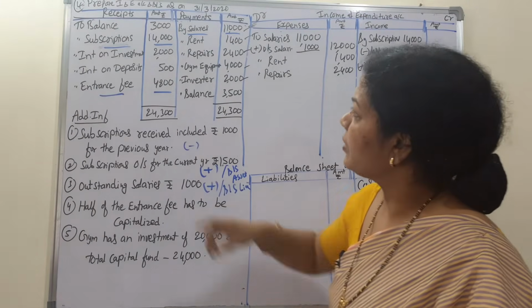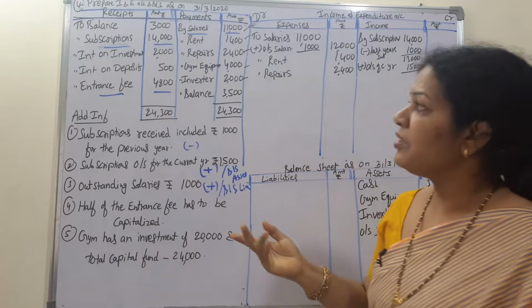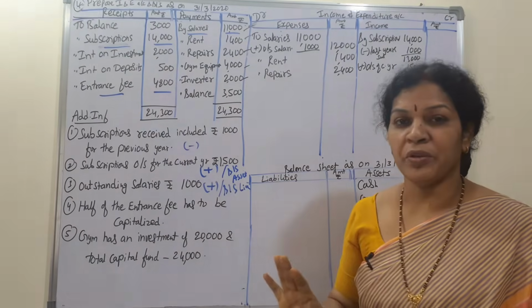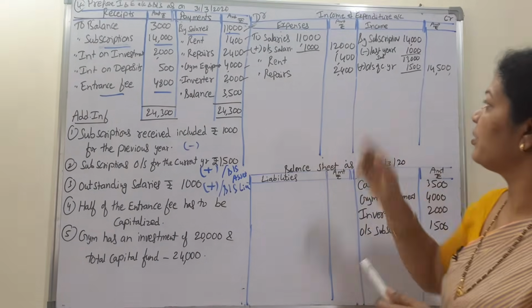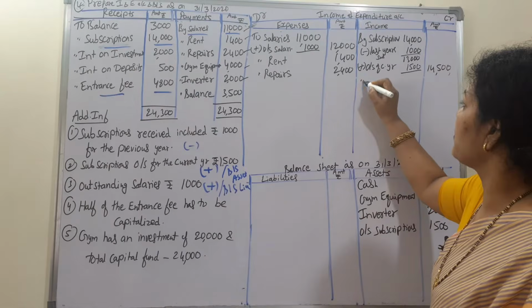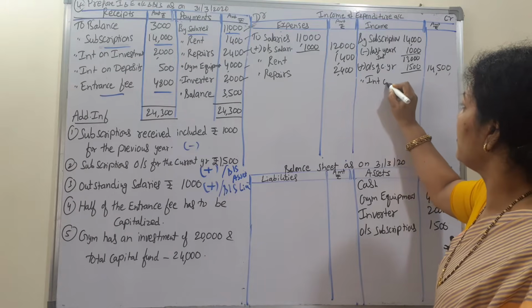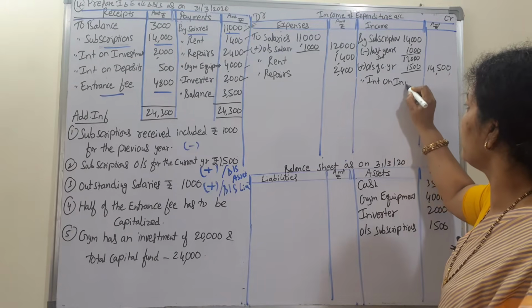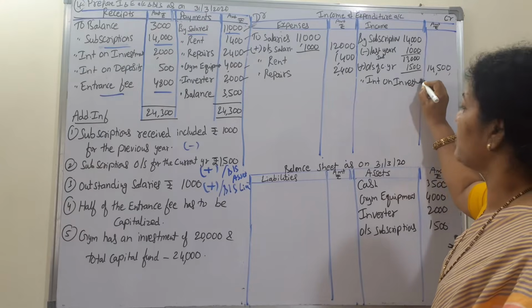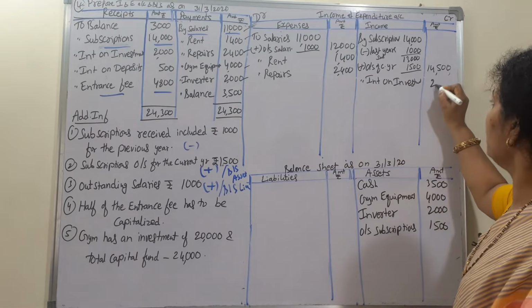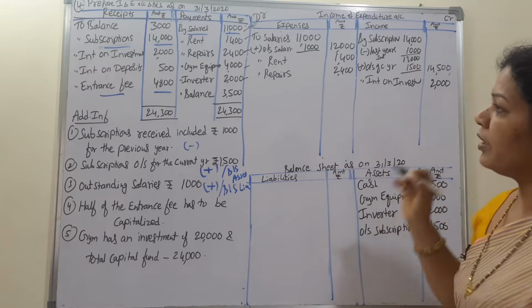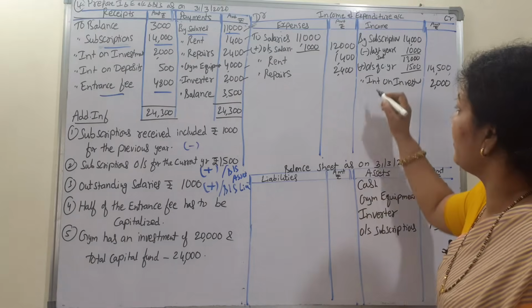Next, interest on investments, it's an income. Interest on deposits is also income. Both incomes we will write on the credit side. Interest on investments, $2,000, and interest on deposits, 500.